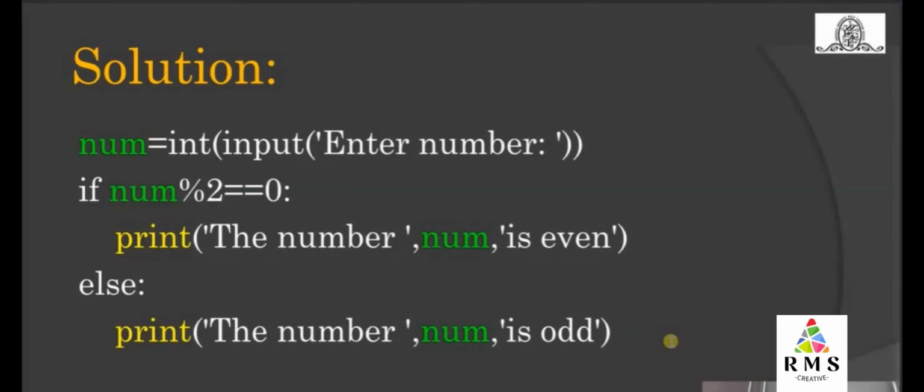But as you can see over here, if number % 2, that is remainder of this division, is equal to 0, then this line will be printed. Else, that is, if this statement is not true, then print the number num is odd. Friends, you can write this in another way also using only if statements, that is, if num % 2 not equal to 0, right? Or you can write num % 2 is equal to 1. Using only if statements also this program can be run.